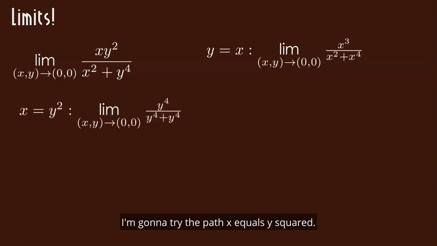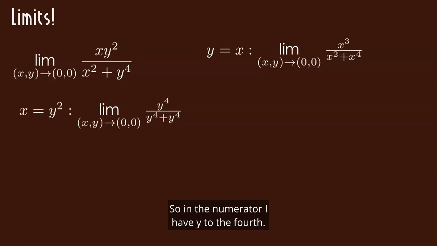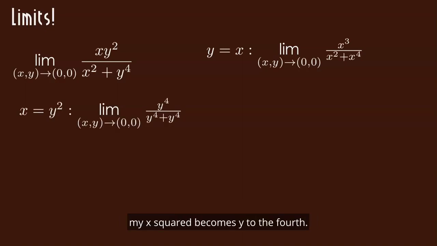I'm going to try the path x equals y squared. By doing that, my x becomes a y squared, so in the numerator I have y to the 4th. In the denominator, my x squared becomes y to the 4th, so now I have y to the 4th plus y to the 4th, which is good.